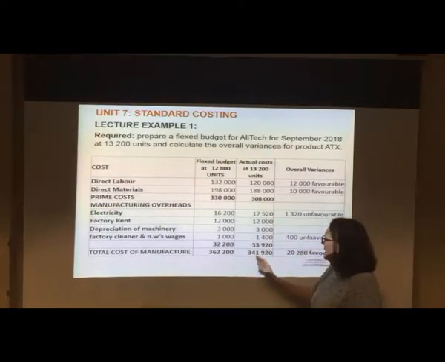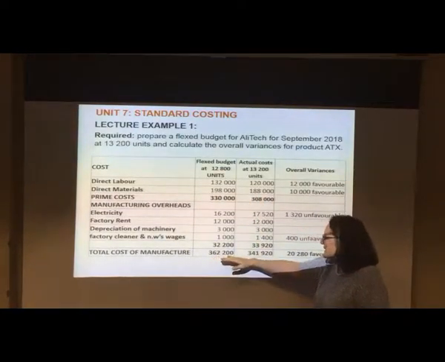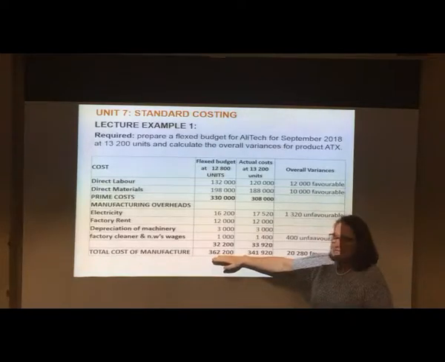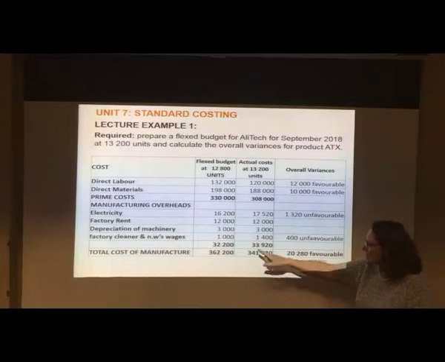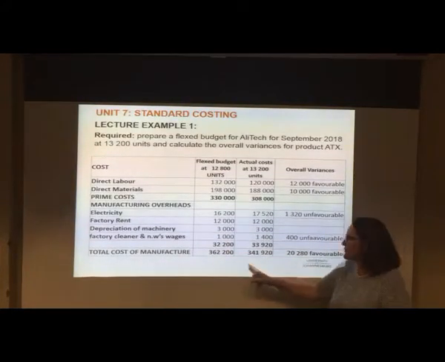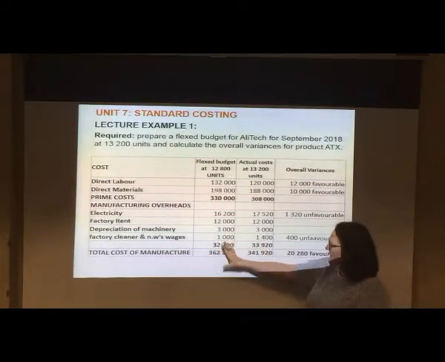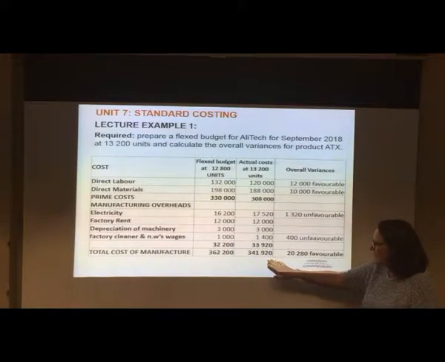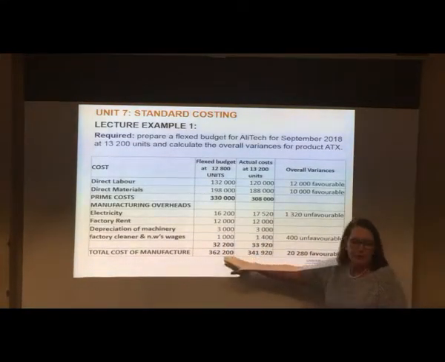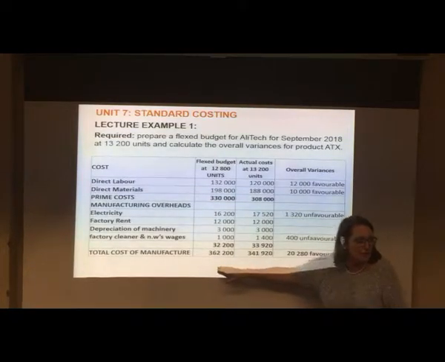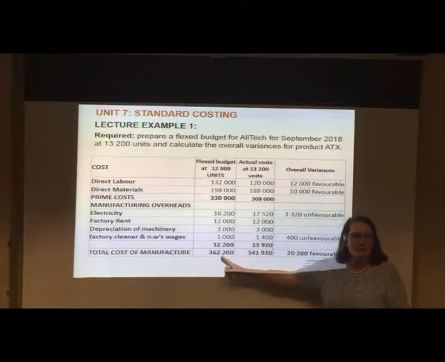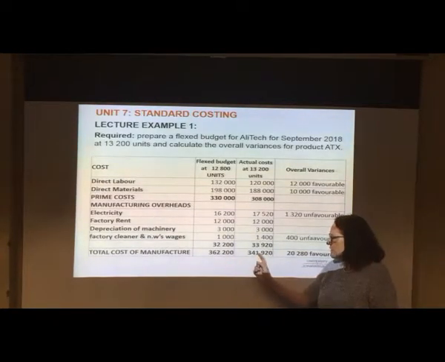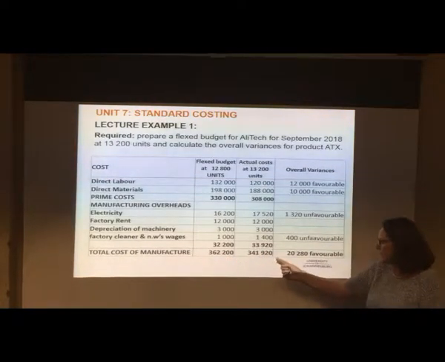Alright, so we add them up now, alright? We get a flexed total of 362,200 compared to an actual. Now this is what we anticipated or expected, this is what actually happened. These were our expectations, this was reality, okay? So we can see overall we had a favorable variance. Can you all see that overall it was favorable? Because the actual is less than the budgeted, okay? So it was good. We paid less for it than we planned, than we anticipated, okay?